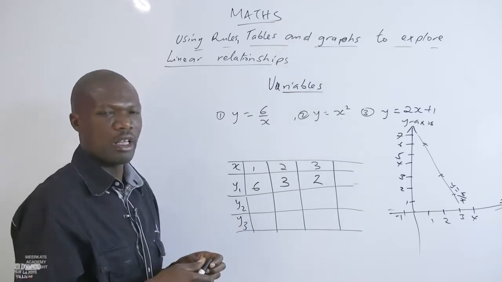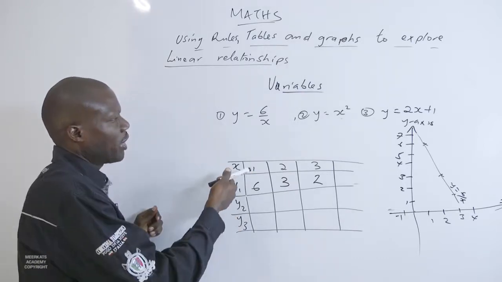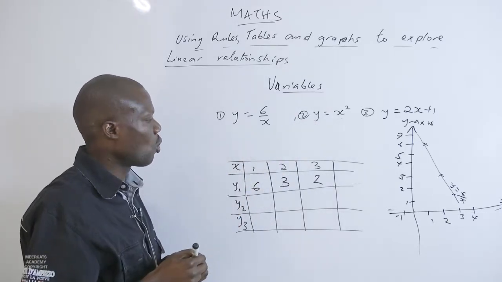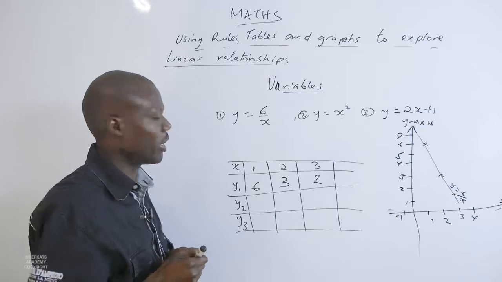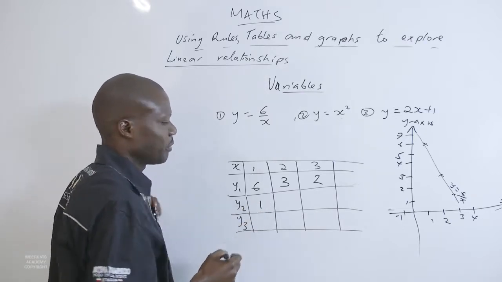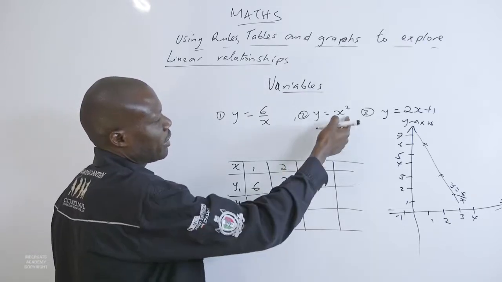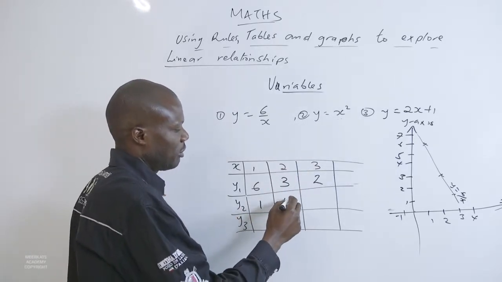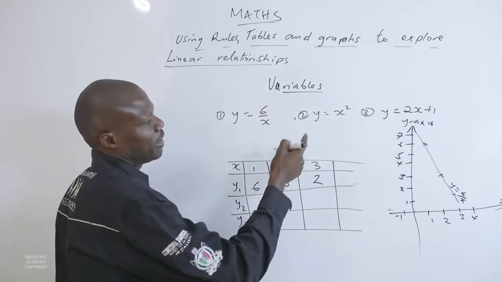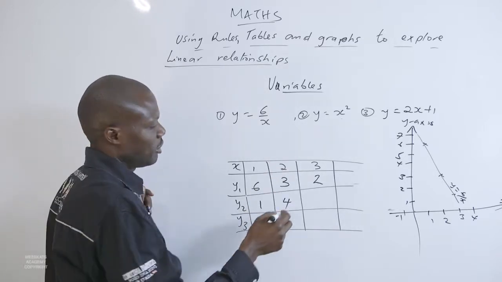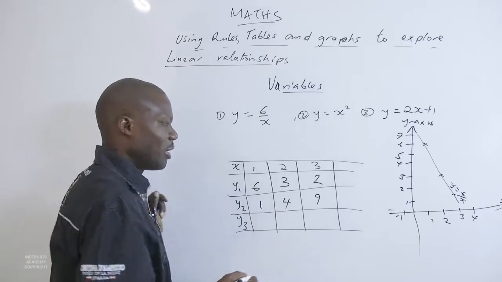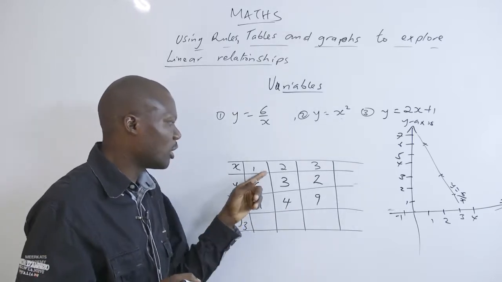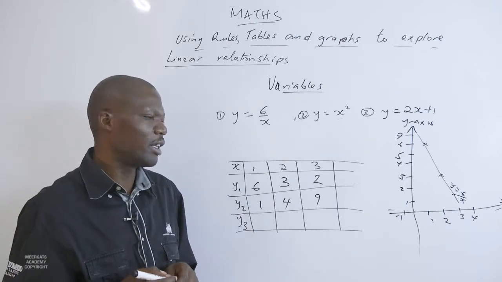For the second one, when x is 1, y is x squared, which is also 1. When x is 2, y is 2 squared, which is 4. And when x is 3, y is 3 squared, which is 9. Looking at that, the coordinates in our second equation are (1, 1), (2, 4), and (3, 9).